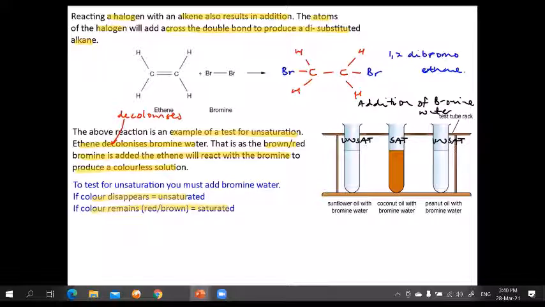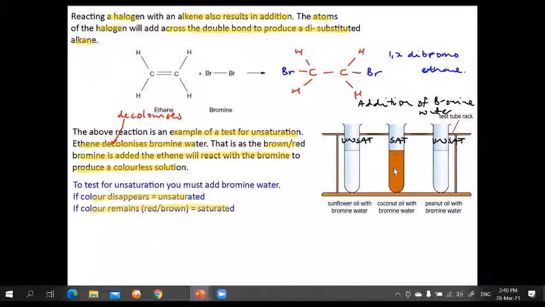So let's look at the diagram here on the right in these test tubes. I'm looking at the first test tube on the left. This is using sunflower oil with bromine water. Obviously you can tell here, it's clear. That means that the sunflower oil is reacting with the bromine's red-brown color, and it breaks the double bond in this reaction. And then you get, in the end, a colorless compound.